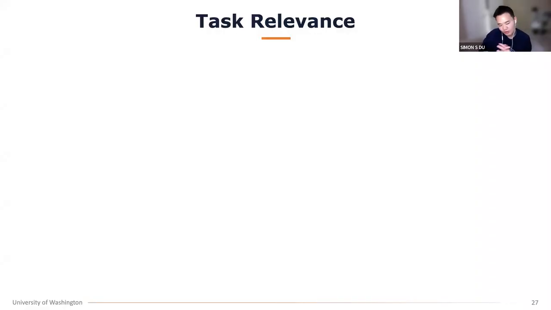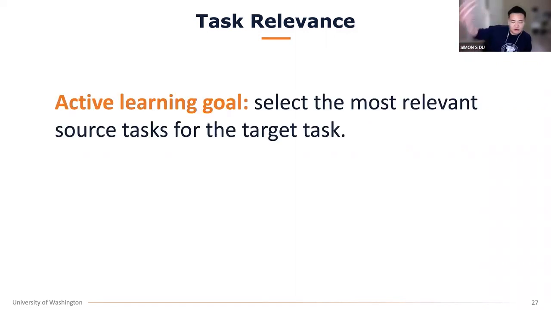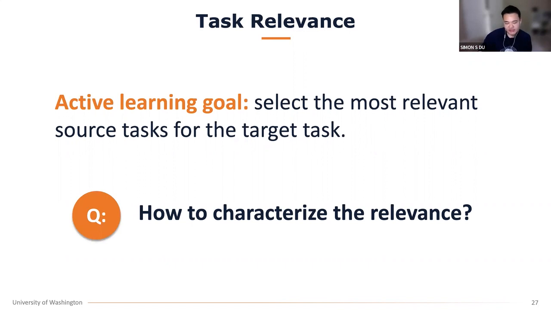So first, we need a more fine-grained definition of what is the task relevance, okay? Remember, our diversity assumption is for the worst case target task. But if this target task is actually relevant to one or a few particular source tasks, then you don't really need this diverse source task. And the general goal of active learning is to select the most relevant source tasks to the target task if you have some information about the target task. Okay. So the first question is a definition question. How do we actually characterize relevance?